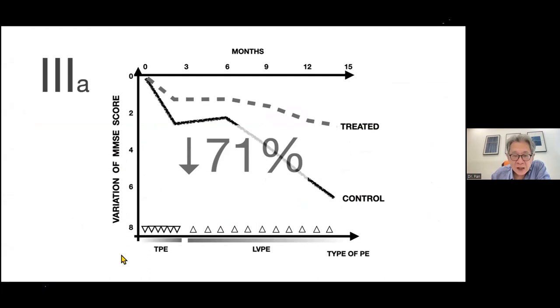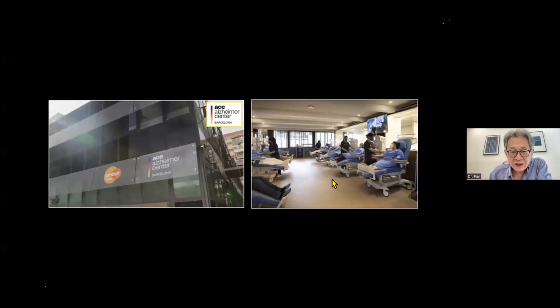So on the x-axis, you can see all these little triangles. Each triangle in the beginning is 1 week apart. So you need to do a full volume TPE consecutively for 6 times. Then you can do low volume plasma exchange every several weeks to gain this type of results. And with that data, the group began to set up Alzheimer's treatment centers in Europe. This one shows their first center in Barcelona, Spain, okay? And the center is designated for the treatment of Alzheimer's disease.